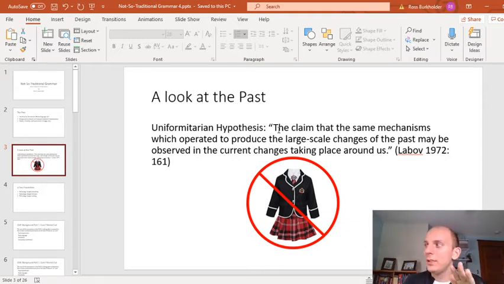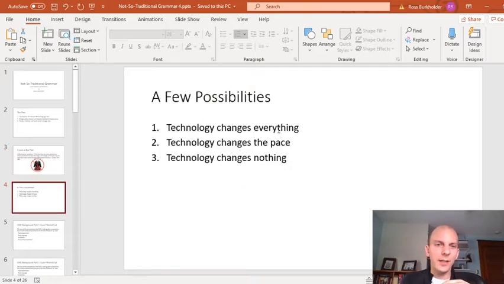So we have a couple responses then to the uniformitarian hypothesis. One of them is the one that I sort of just outlined, this globalization process. We could say that technology changes everything, and that the uniformitarian hypothesis no longer stands. It's a reasonable response we could have.